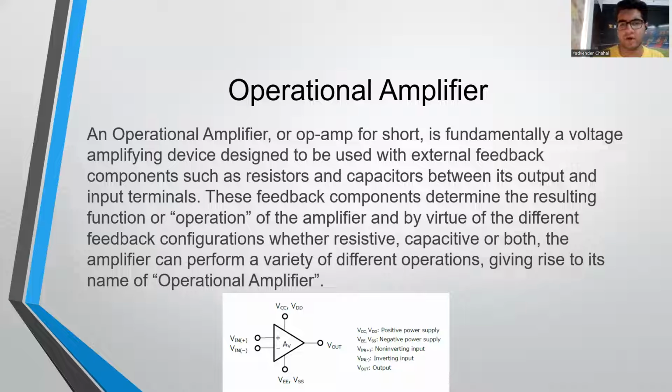An operational amplifier, or op-amp for short, is fundamentally a voltage amplifying device designed to be used with external feedback components such as resistors and capacitors between its output and input terminals. These feedback components determine the resulting function or the operation of the amplifier. By virtue of different feedback configurations, whether we use a resistor or a capacitor or both, the amplifier can perform a variety of different operations, giving rise to its name, operational amplifier.